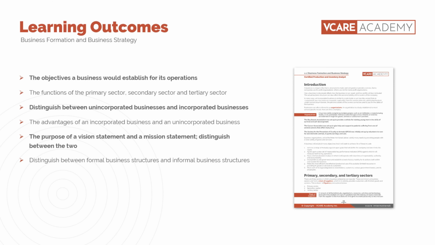The learning outcomes: the objectives a business would establish for its operations. The functions of the primary sector, secondary sector, and tertiary sector. We need to distinguish between unincorporated businesses and incorporated businesses, and the advantages of each. And there are advantages and there are disadvantages, of course. The purpose of a vision statement and a mission statement within your business, and distinguish between these two statements. We need to distinguish between formal business structures and also informal business structures.